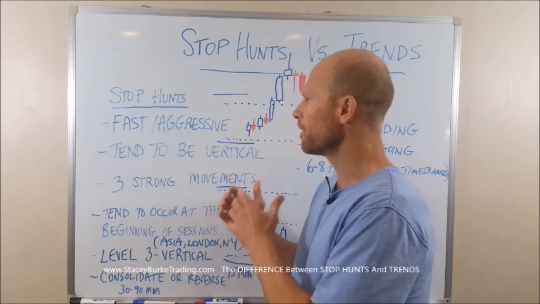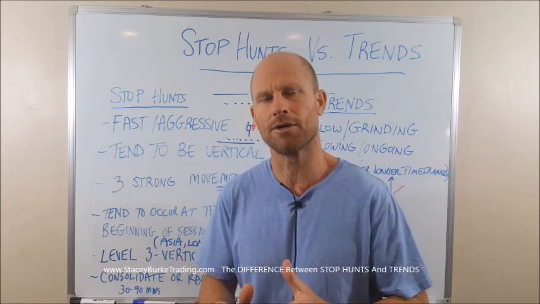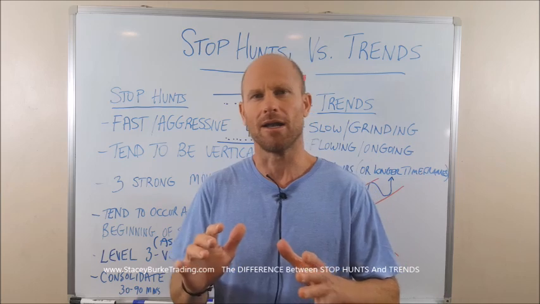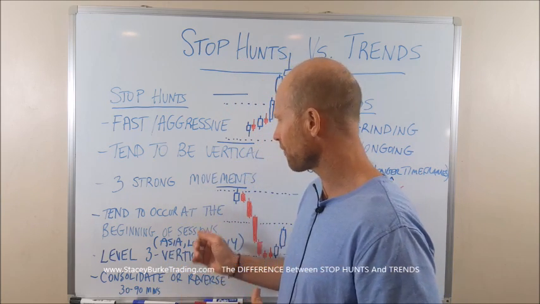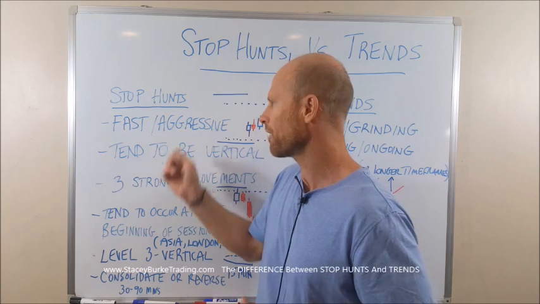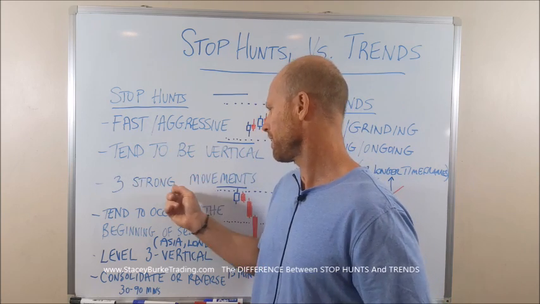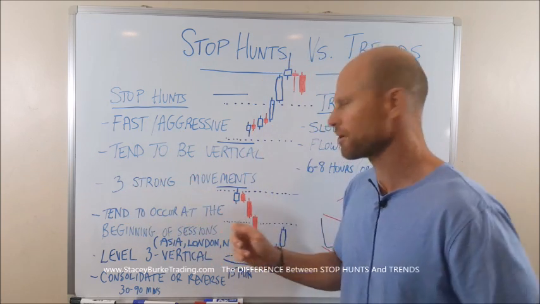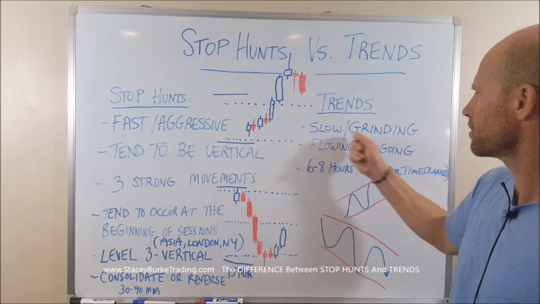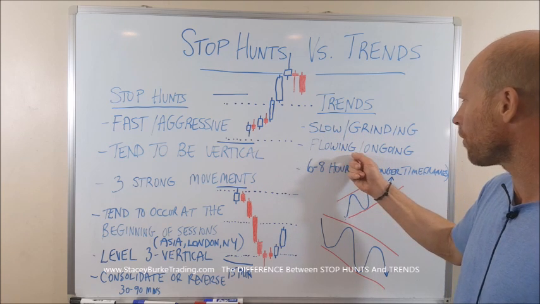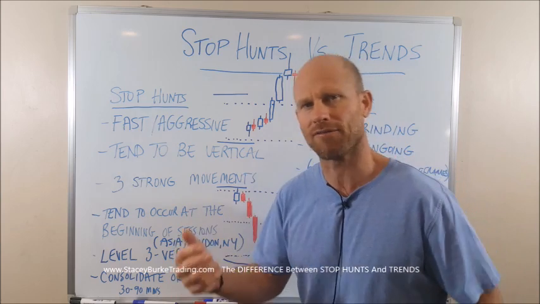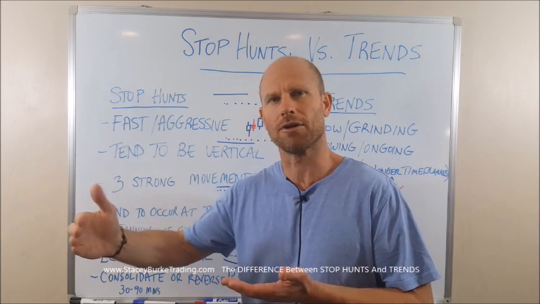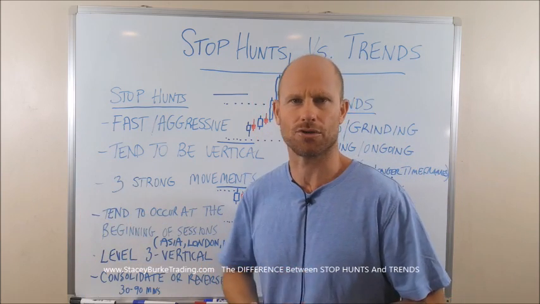So hopefully you got some value out of that today, traders. Again, look at the market sessions, the market closes, the opening time frames. Stop hunts: fast and aggressive. They tend to be vertical in nature. They tend to occur in 3 strong movements. Trends will be slow and grinding. They're ongoing, and they can last 6 to 8 hours, or if you're on longer time frames, much longer, in terms of the overall template and structure.